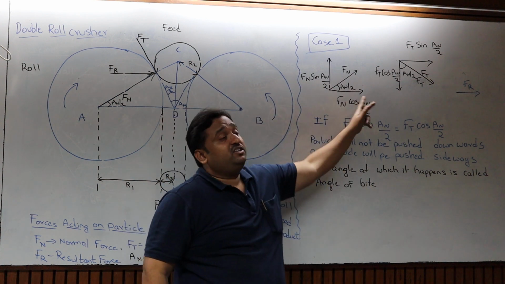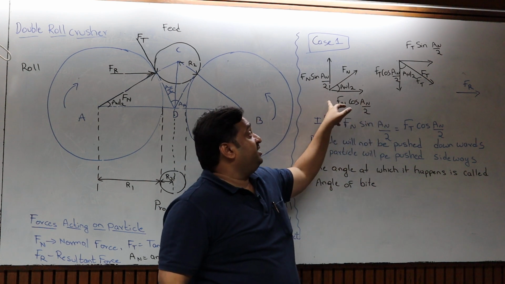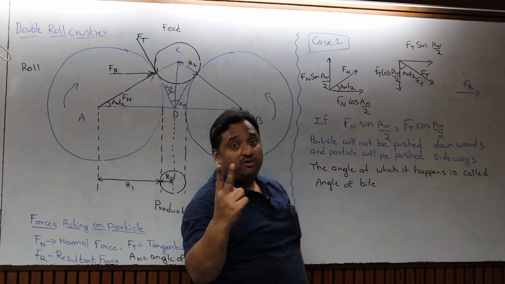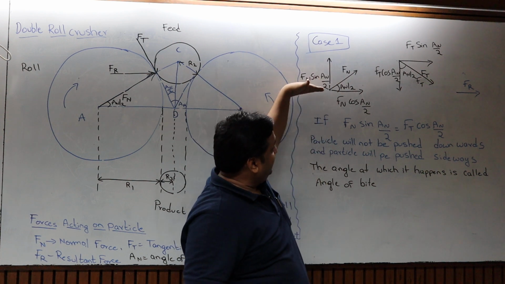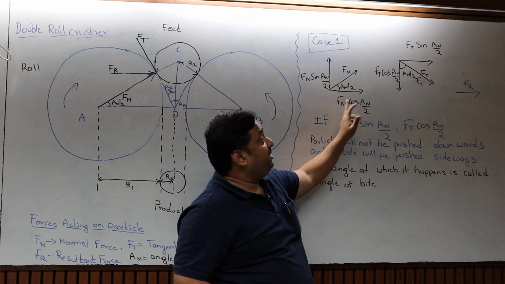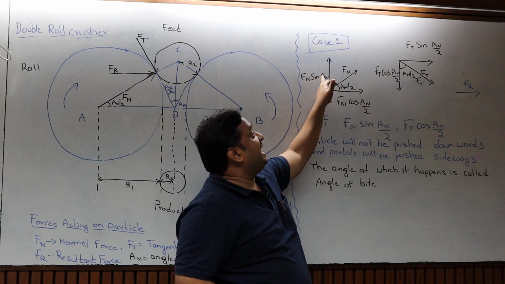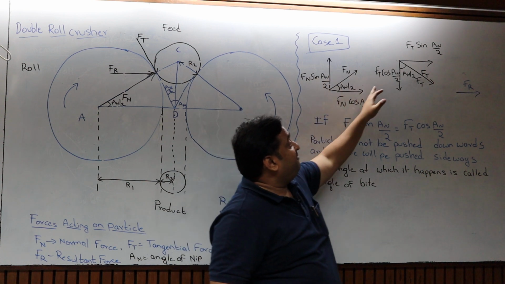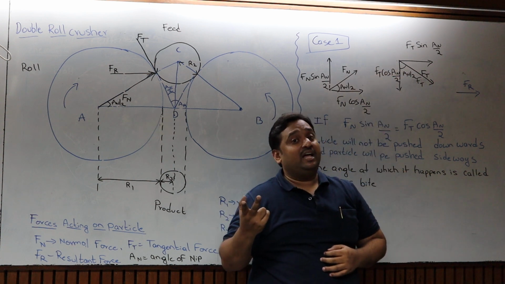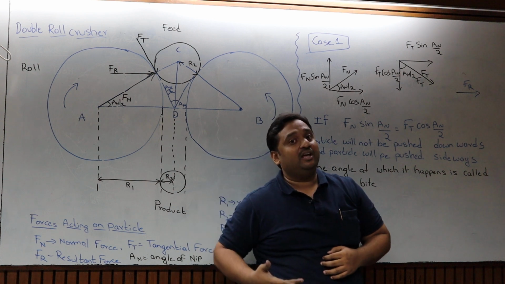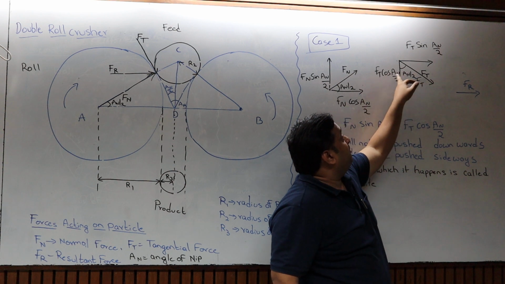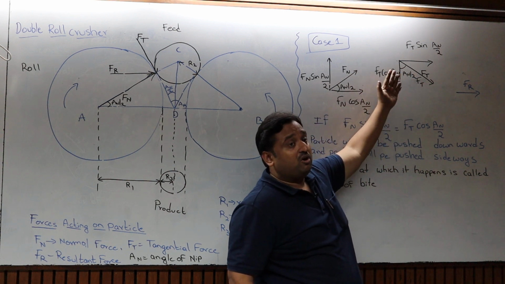I have resolved the forces. This is the Fn direction. If I resolve Fn into two forces, one is in the upward direction, the second is in the horizontal direction. The horizontal component is Fn cos(alpha N/2), and the vertical component is Fn sin(alpha N/2). Similarly, I can divide the tangential force Ft into a horizontal component and a vertical component. This is how the forces have been resolved.